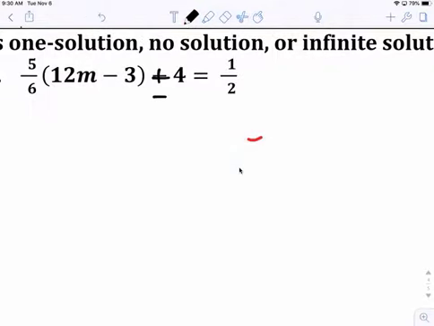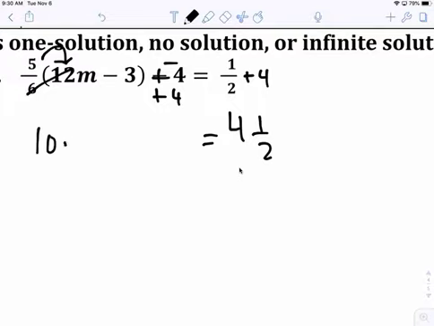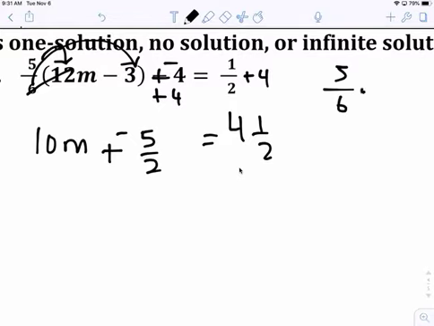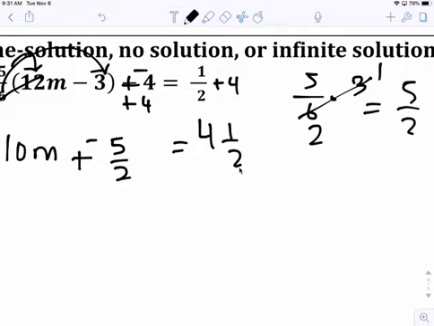You can always add, that's add 4, add 4. You get 4.5. Distribute. You get 10m. Distribute. And you get 5/2 like that. Because 5 times 3, cross cancel 1 and 2. You get 5/2 like that.